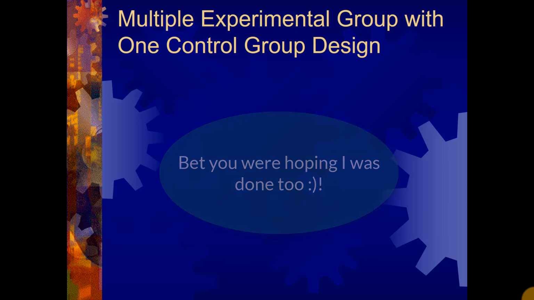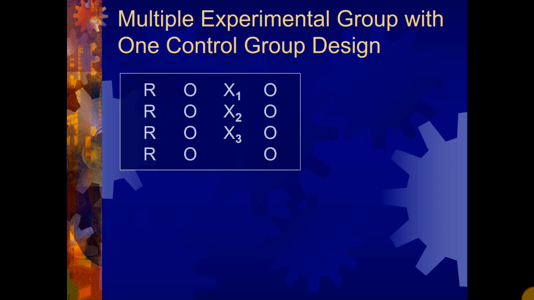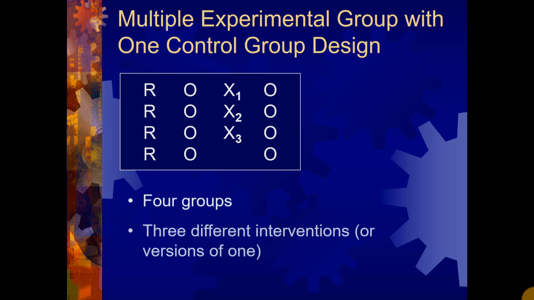No, the multiple experimental group with one control group design. It's a mouthful, but at least it's descriptive. So here's what it looks like. We have 4 groups. There are 3 different interventions. That's what these subscript numbers indicate, that this is not the same intervention. 3 different kinds, or 3 different versions of one intervention.